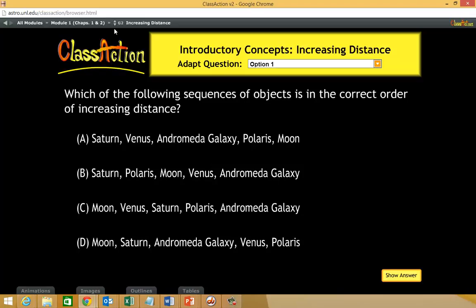I see Saturn and Venus and the Andromeda Galaxy and Polaris. Polaris is also known as the North Star, and the Moon. And you have to think, okay, which one is closest? Because that would be the first thing we would put in our list.